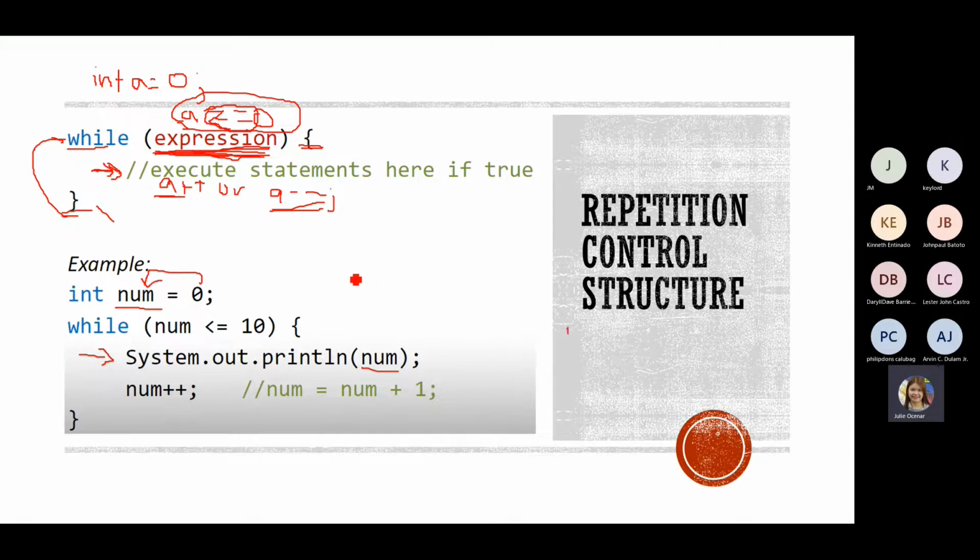So, pwede natin siyang i-trace at sundan natin siya from the beginning of the looping up to the end. So, lagay natin dito num. Current value of your num is 0, according sa example. So, pagpunta natin dito, while num is lesser than 10, which is num is 0, is it true or false? Is 0 lesser than or equal to 10?